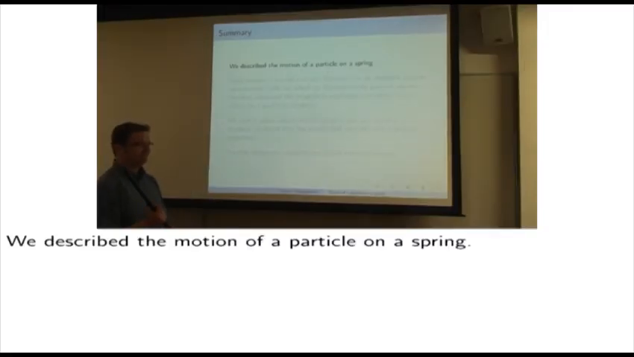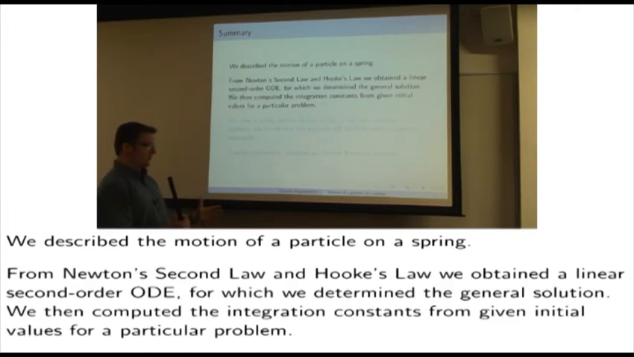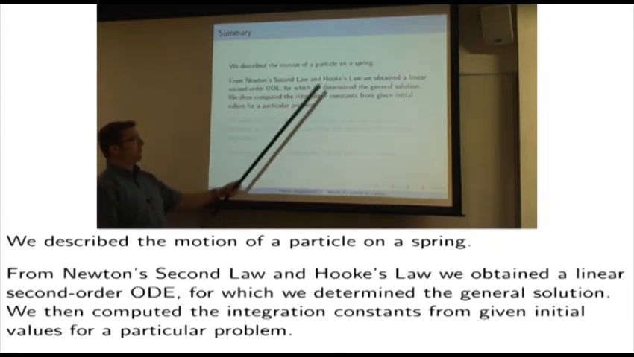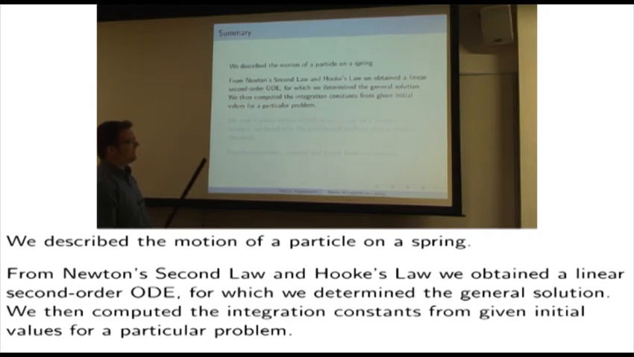And there we are. So what we did was we looked at a very simple model which describes the motion of a particle on a spring. In order to describe this motion, we need to find the position x of t at each time t. So we want to have a function x of t. To do this, we used Newton's second law and Hooke's law. And this gave us a differential equation which we used to determine a general solution first, and then for some initial data, we computed a particular solution.